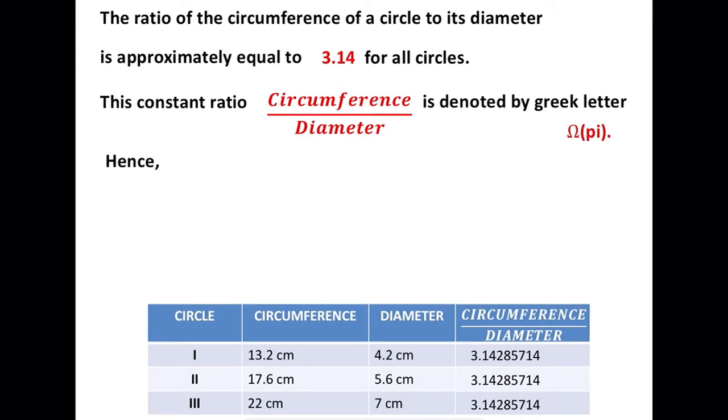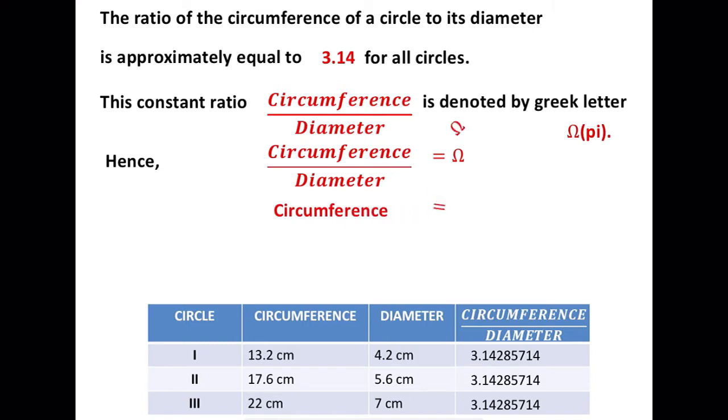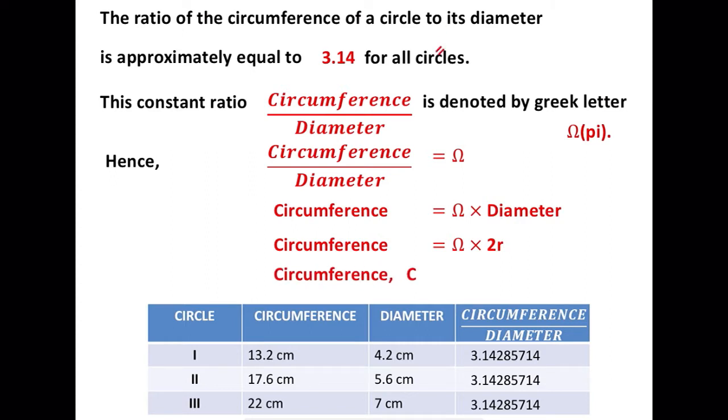Hence, circumference upon diameter is equal to pi. Transposing diameter to the other side, circumference is equal to pi multiplied by diameter. Since diameter is twice the radius, circumference is equal to pi multiplied by 2r. Hence, we can say that circumference C is equal to 2 pi r.